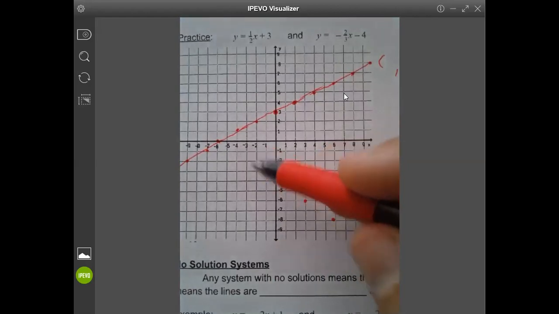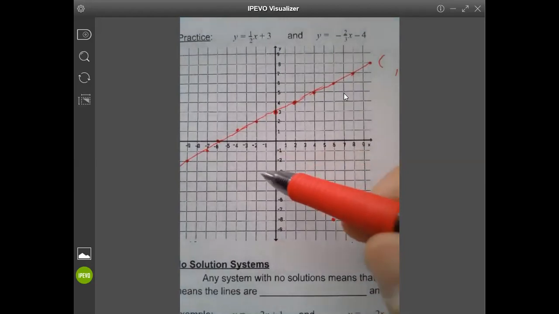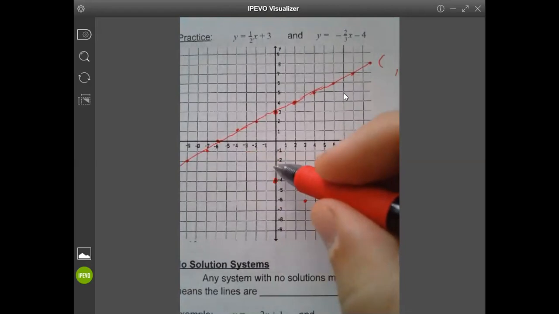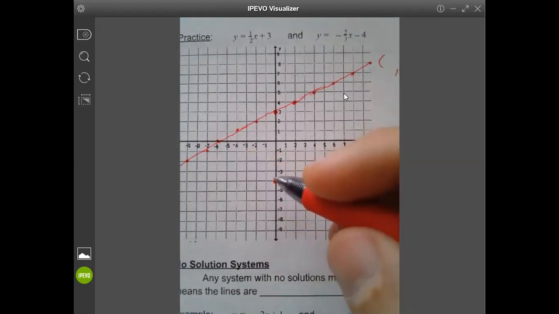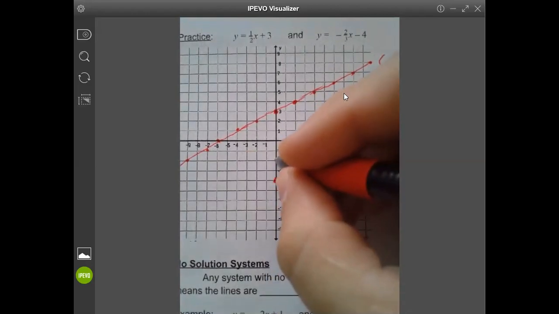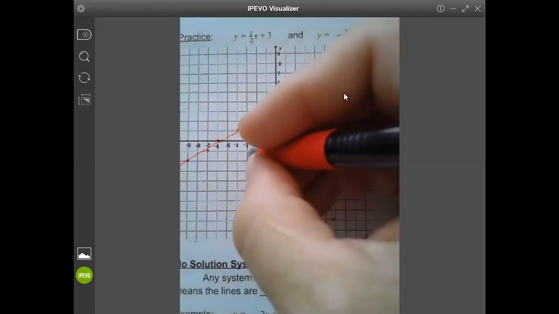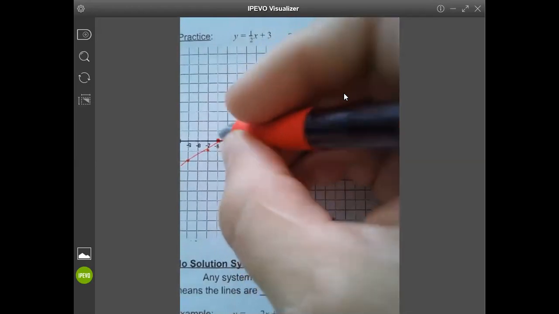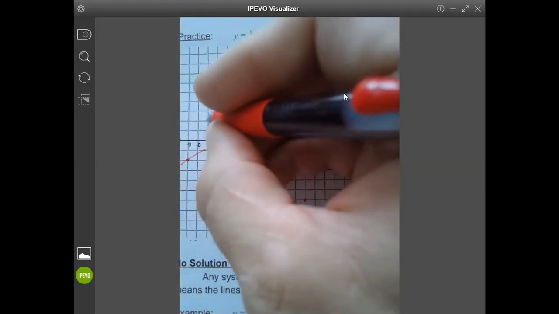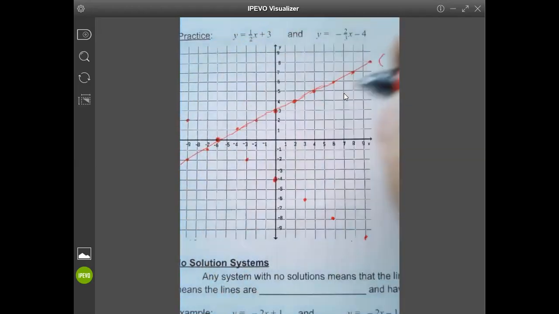What about going this way? Because if we only graph this direction, we're not going to see where they cross, right? They're going to cross over that way somewhere. So how do we get points going this direction on the graph? Go up 2, left 3. Okay, so that's up 2, left 3, up 2, left 3. And that looks like probably where they're going to cross. That's the same point right there.